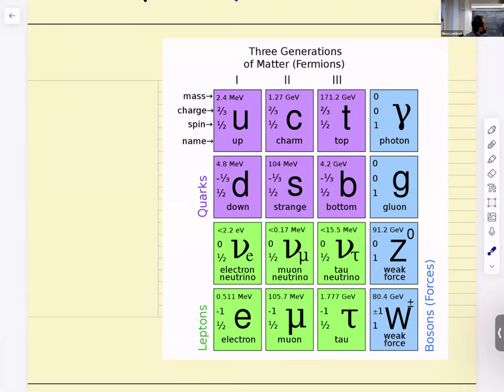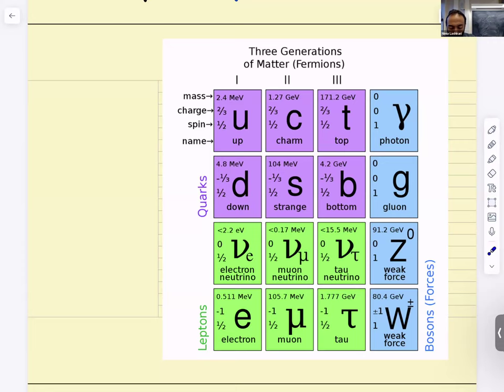Electron is half an MeV, muon is 105 MeV, and tau is 1.7 GeV, right? And you see them for the quarks as well, and all of those guys. Is there something I want to comment on here? You notice that the W plus minus and Z are very heavy. That's expected, right? Because v goes in there.